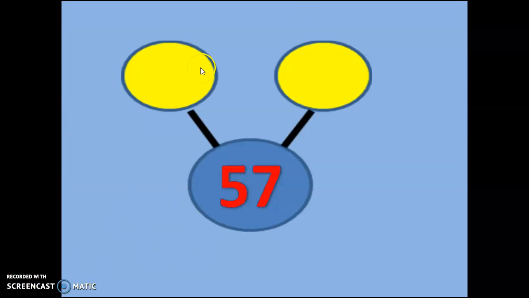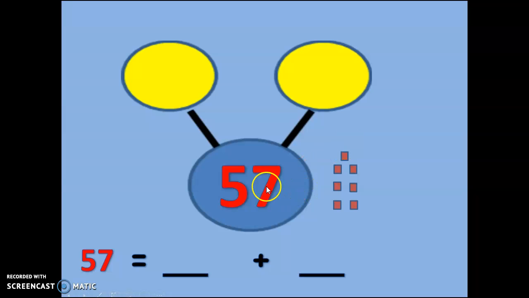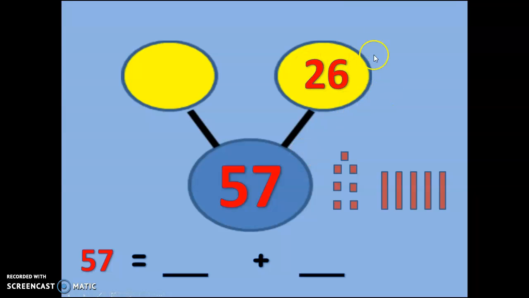Next we just have another part whole model. And again it's just another way around, but remember this is the whole number, these are the two parts. Alright? So we have 7 ones and we have 5 tens. Now we have on this side 26 and we need to find this missing number.